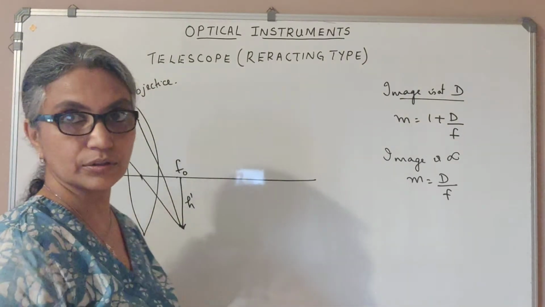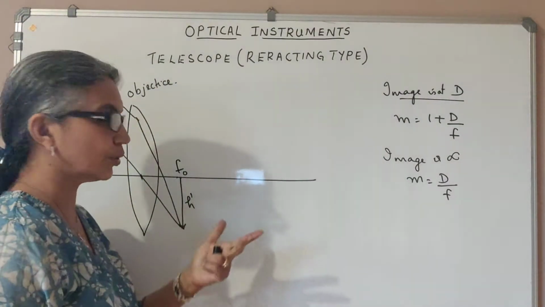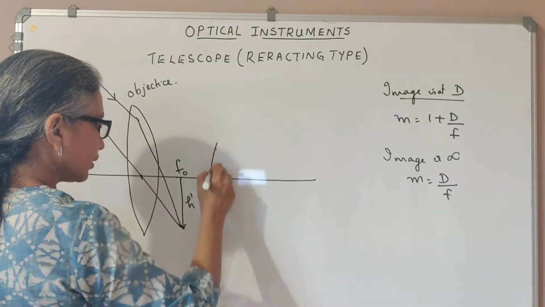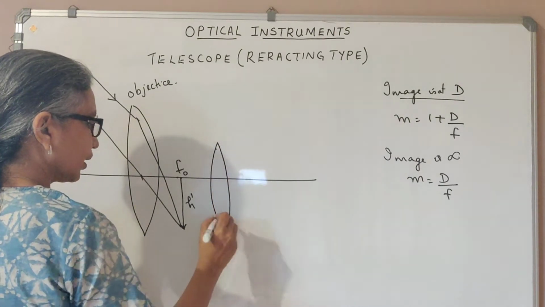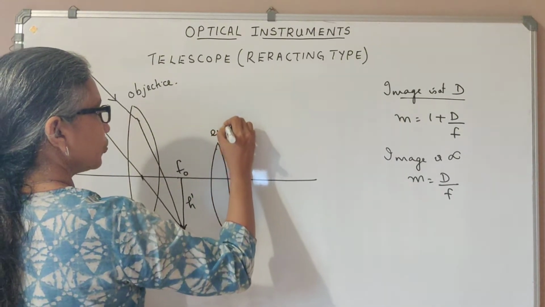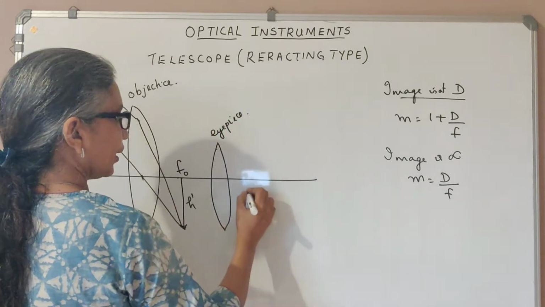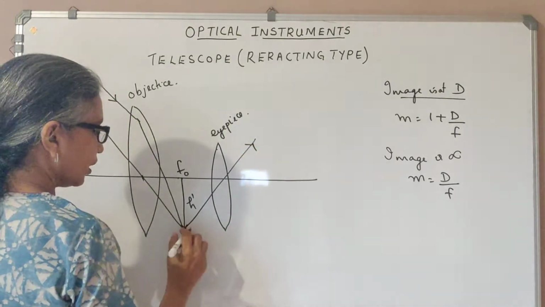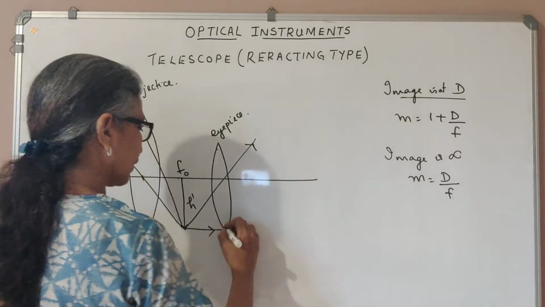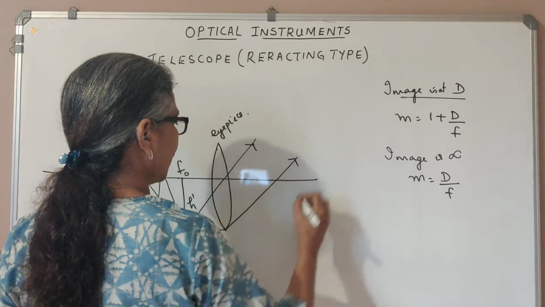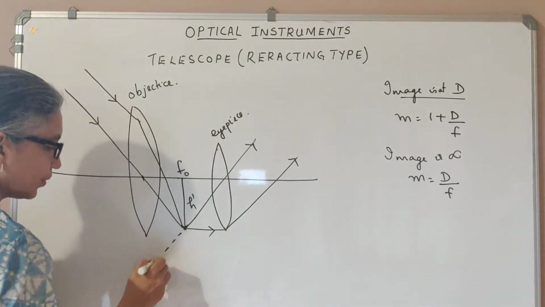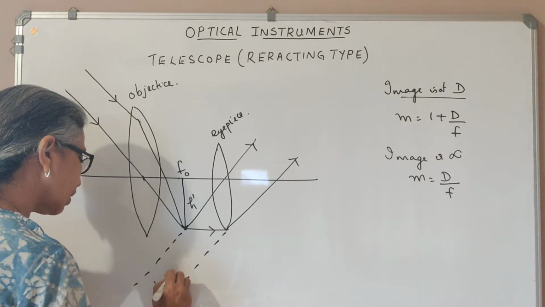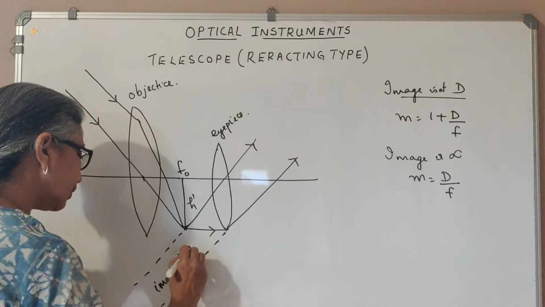Now just like we did in the microscope, this first image is going to be the object for the second lens. So we have a smaller second lens. This is our second lens, which is called the eyepiece, which is going to be close to your eye here. One ray passes through the optic center, the other ray parallel to the principal axis. We will now take parallel rays, which means the image can be formed at infinity. So we have taken a case where the image is at infinity.